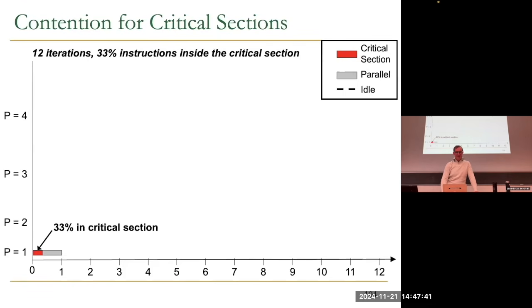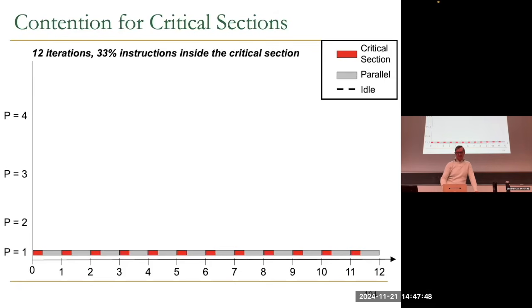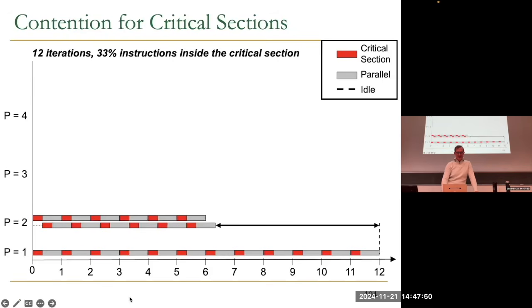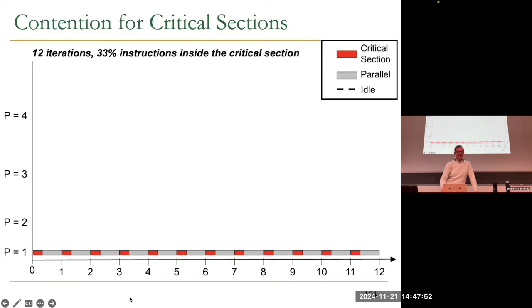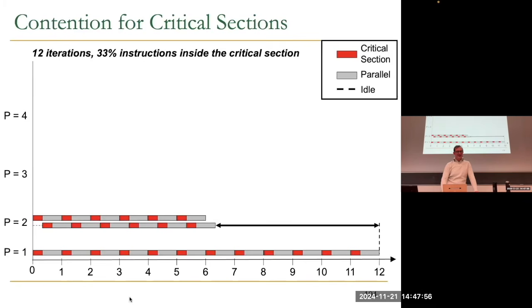If you execute this code in one processor, P equals 1, the execution looks like this. The critical section is the red part. Now, if you parallelize it in two processors, you can parallelize the parallel parts, but only one thread can remain in the critical section. So this is what you would see, right? But you still get pretty good speed up, as you can see.